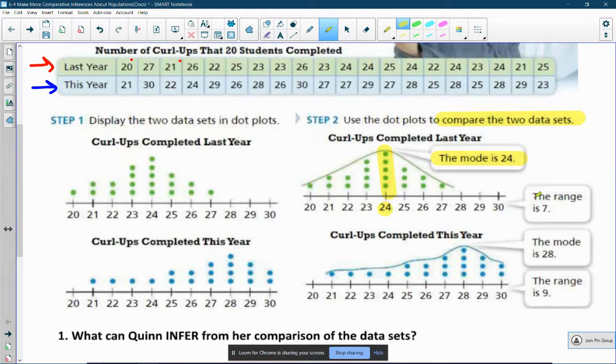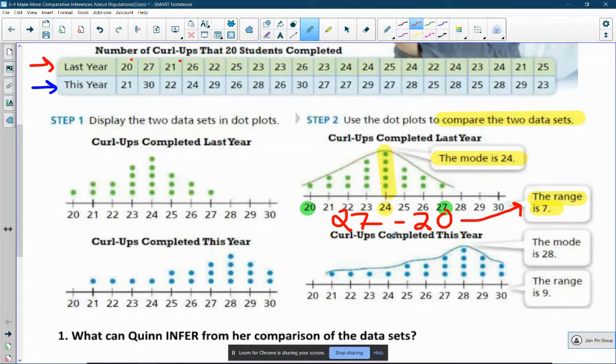Now down here it says the range is 7. We should know the range is the difference between the highest and the lowest. So this goes all the way from 20 to 27. And how do you get 7? Well, we just take 27 and we minus 20. And that's how we get a range of 7. So you take the smallest, subtract it from the biggest, and you get your range.